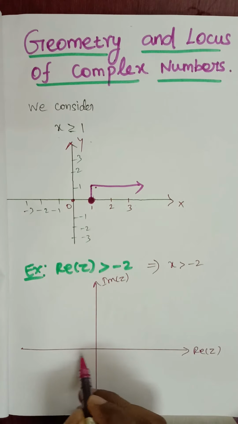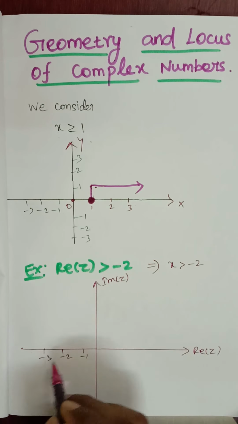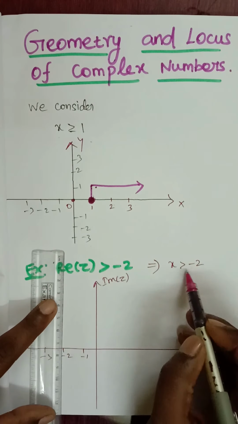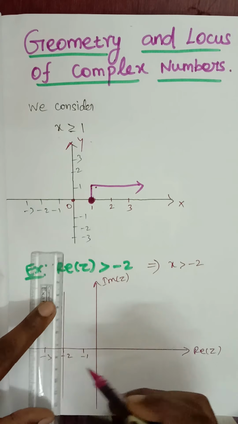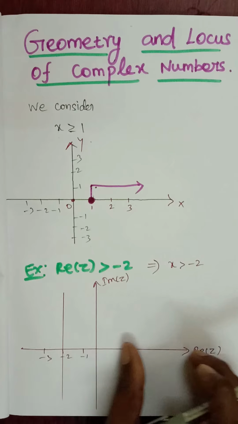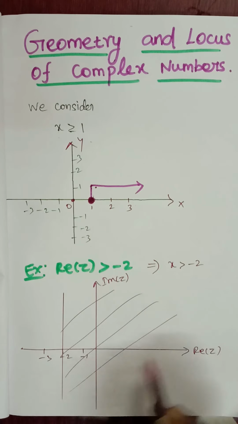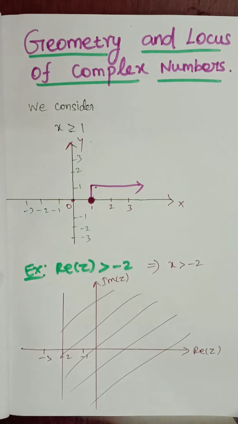So here is the value minus 2. This is minus 1, minus 2, minus 3. So greater than minus 2, this is the line x equal to minus 2. I draw it here. The real part is greater than minus 2. So this is the locus of the complex number with real of z greater than minus 2.